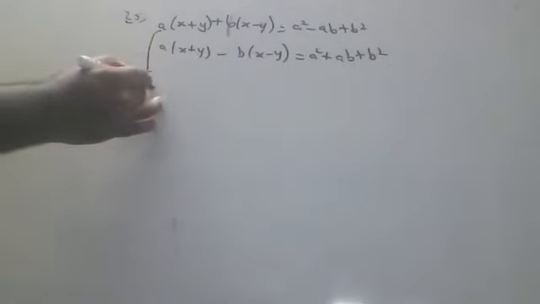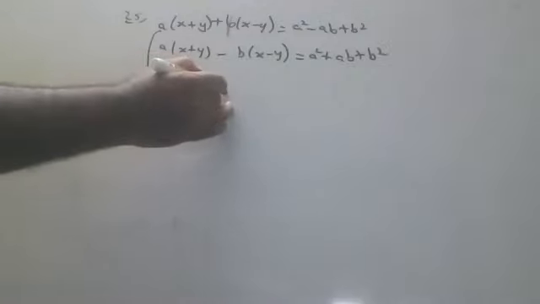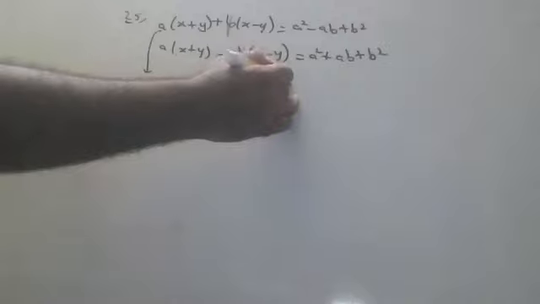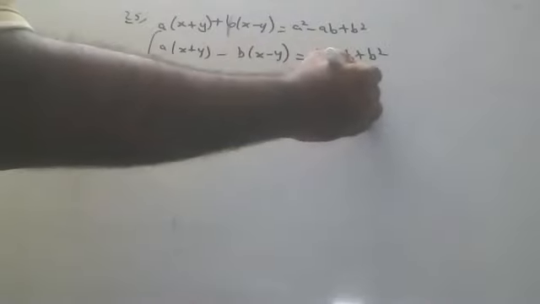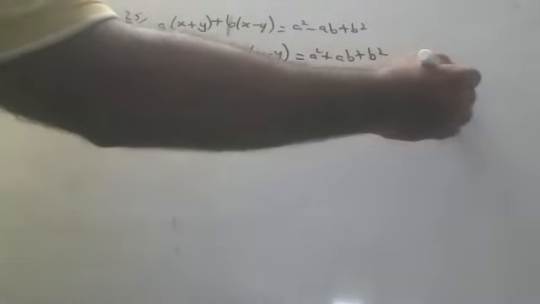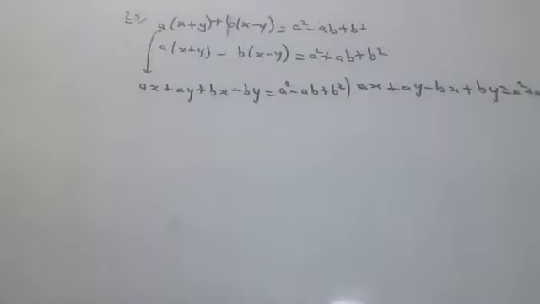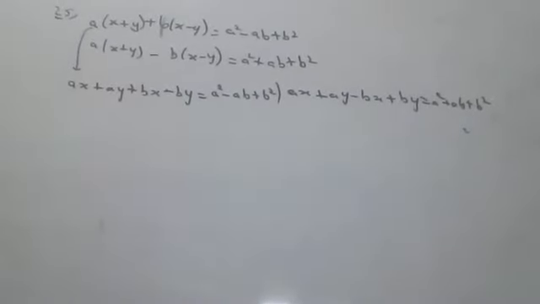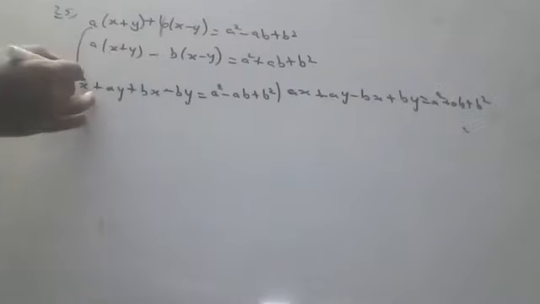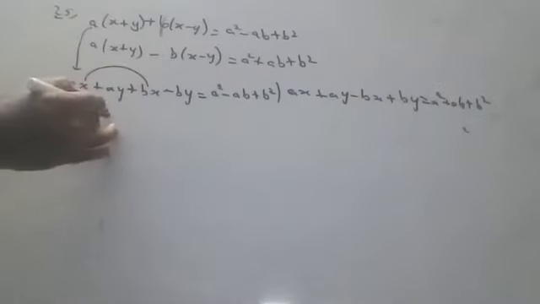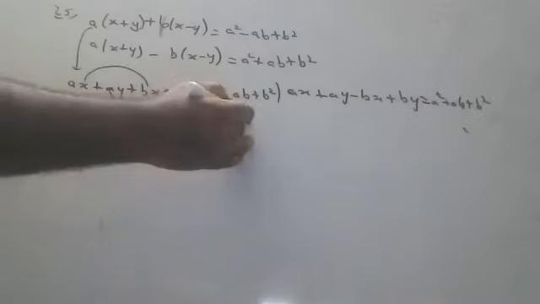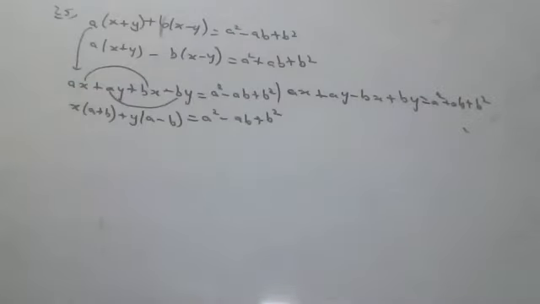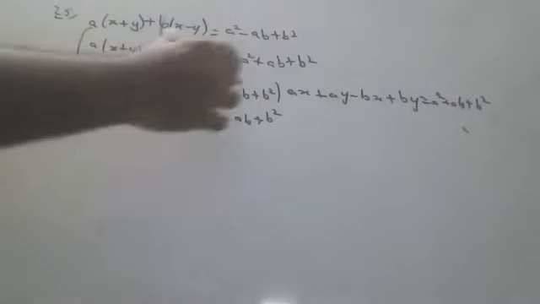This equation becomes ax + ay + bx - by = a² - ab + b², is the first equation. And the second equation for this is ax + ay - bx + by = a² + ab + b². This is the second equation, children. So now in both, x is common here, and y is common here. The equation should be like this, children, in x and y, because we are going to find x and y. We are not finding a and b.